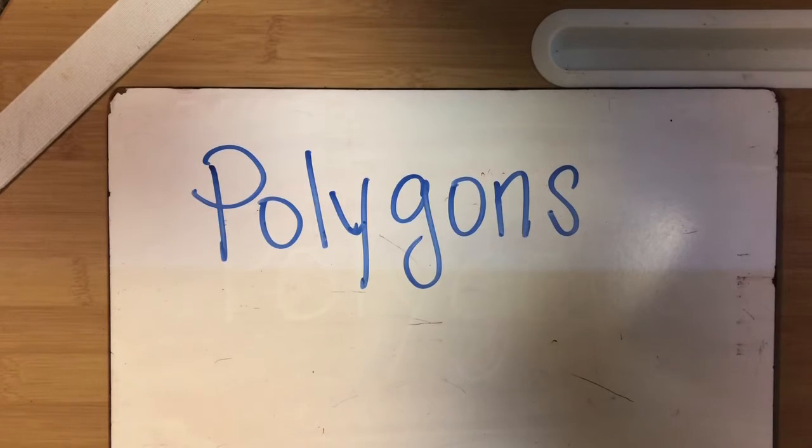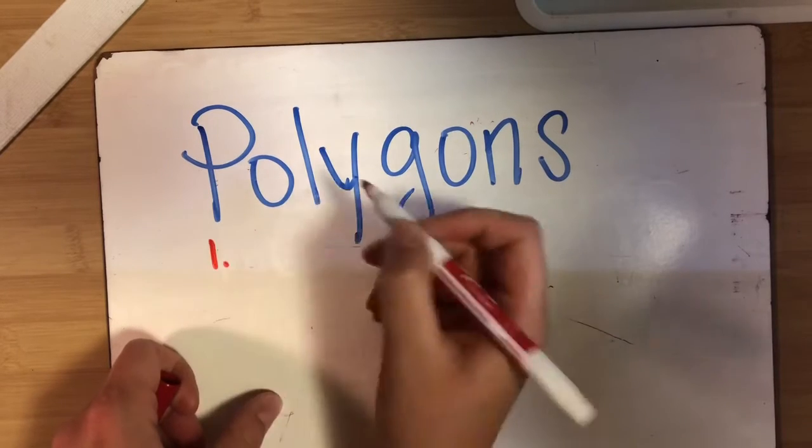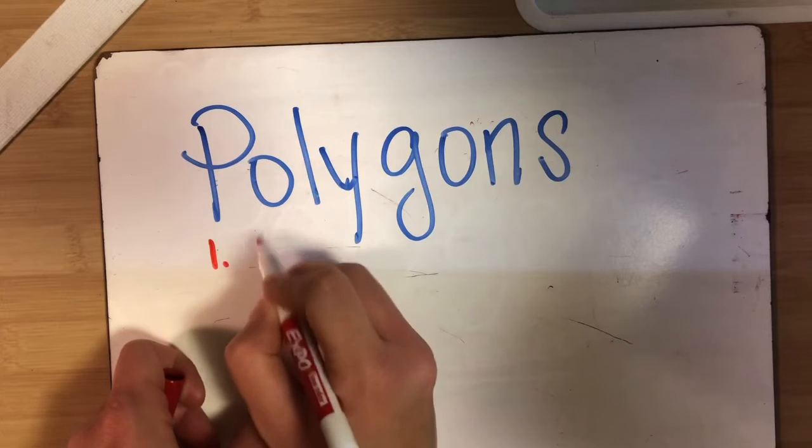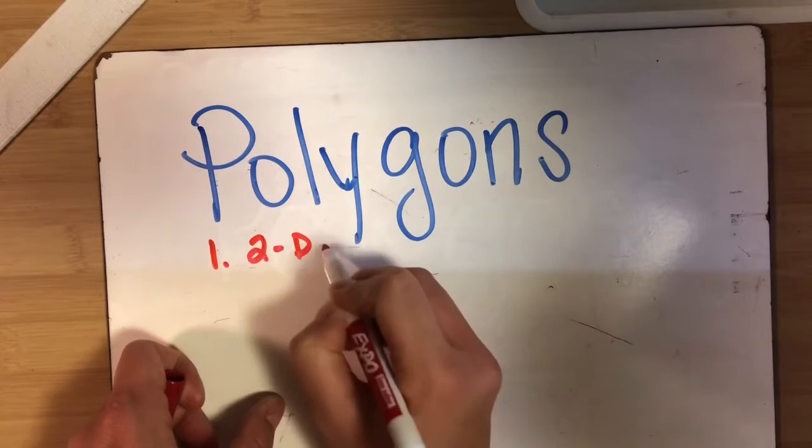Today we're going to be learning about polygons. So polygons are a special type of shapes, and they have certain rules for a shape to be considered a polygon. Rule number 1, it has to be a 2D shape.